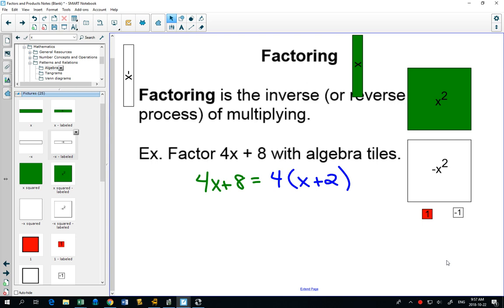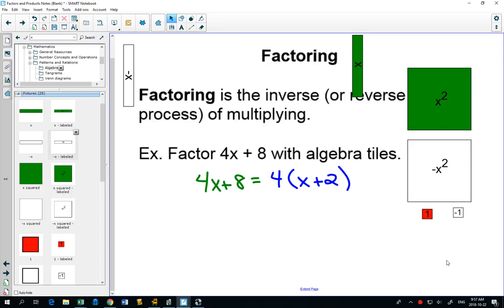Personally, I would have liked if they would have made the 1 green. I don't like the color. Not that I don't like red, but some textbooks use red for negative and green for positive. You know, like green light, red light kind of thing. So I would have liked it all to be green, but it's okay.